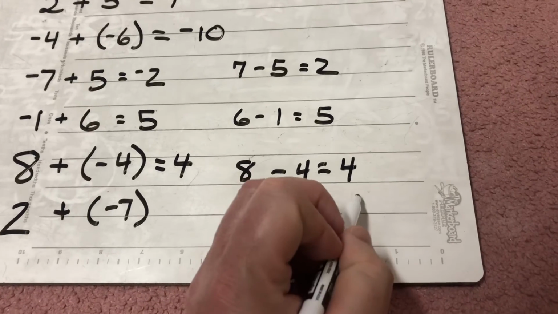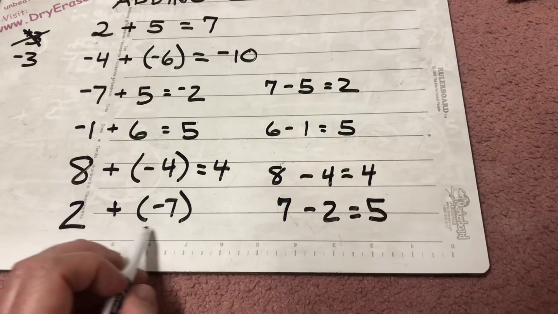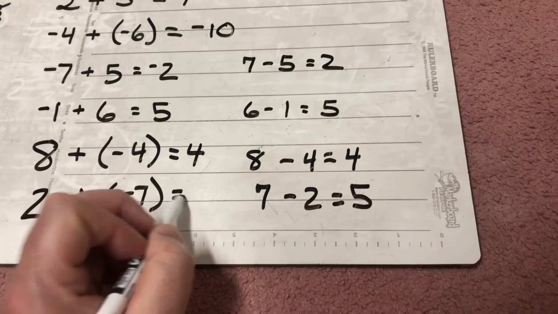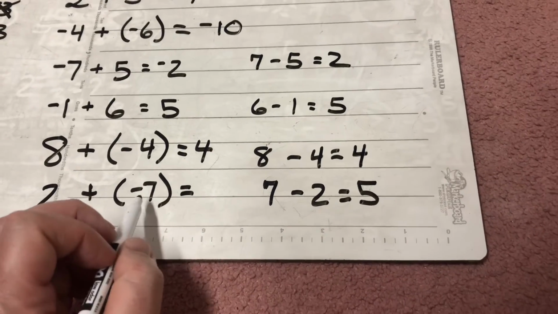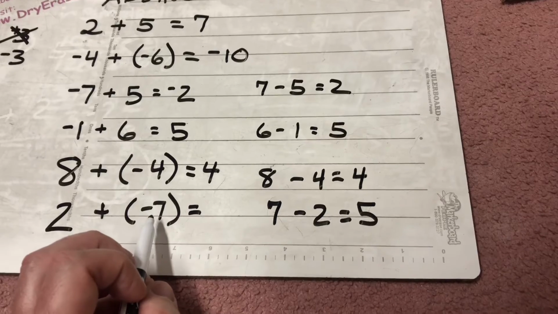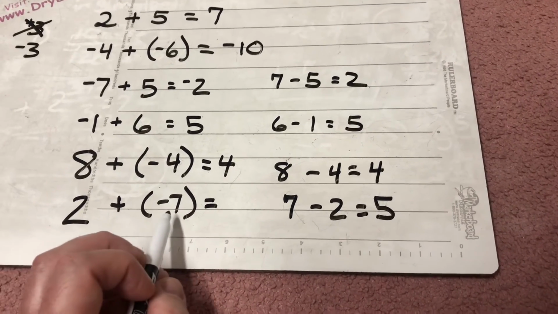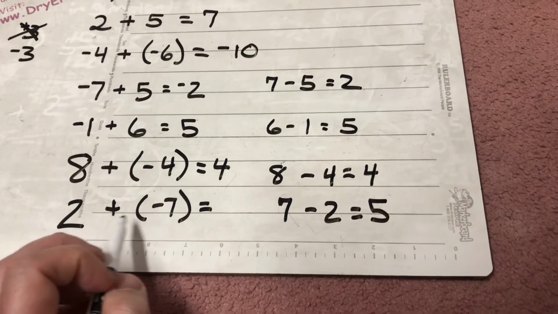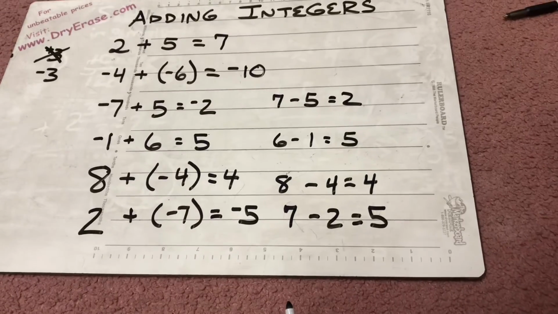Well, I know that 7 minus 2 is 5, okay? But since I know that this answer has to be a negative because this 7 is larger than the 2, even though it's a negative, I'm not thinking about the negative because I know that a negative 7 is actually smaller than a positive 2. But what I'm thinking about here is that the 7 is larger than the 2. I know it's going to be a negative answer, and it's going to be negative 5.